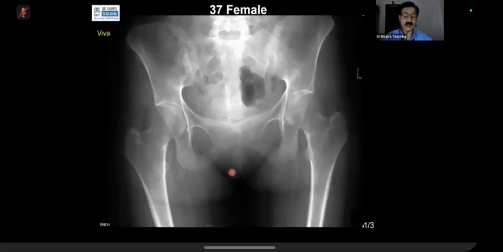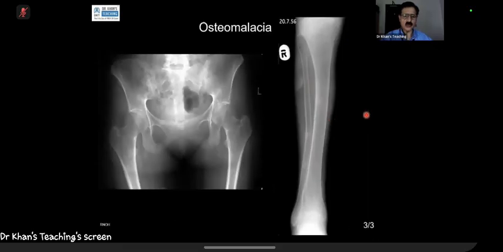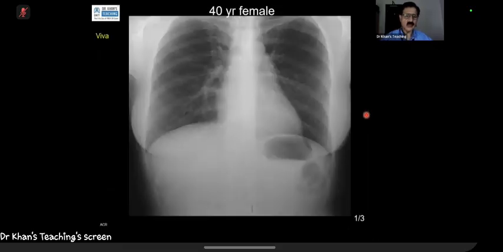Just remember again and again that today you know what you are looking for. In the exam, you will not. So these findings should be in your review area. Now, this is a good example where in the fibula you can see it, and the fibula is not at all a weight-bearing bone. So, another case of osteomalacia.